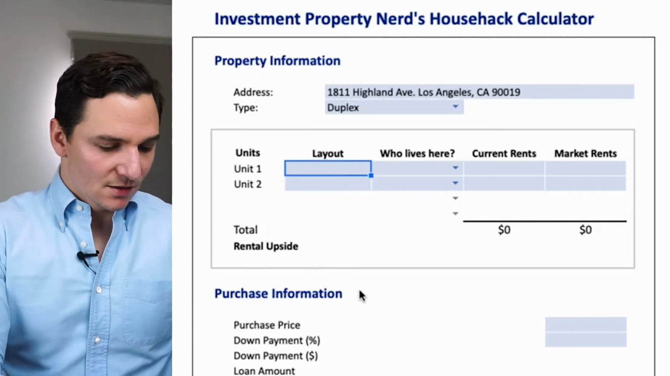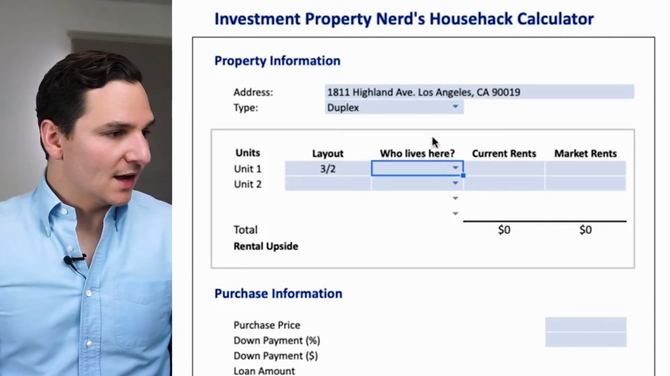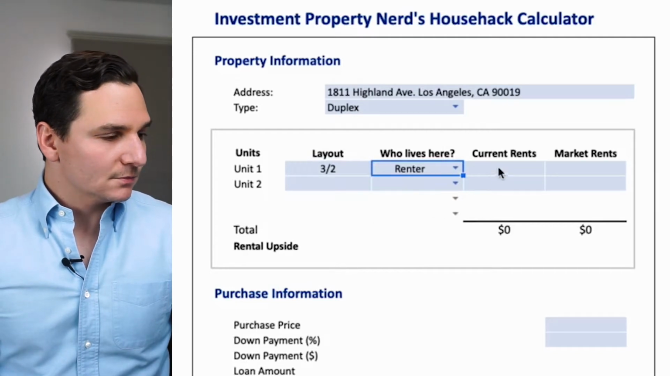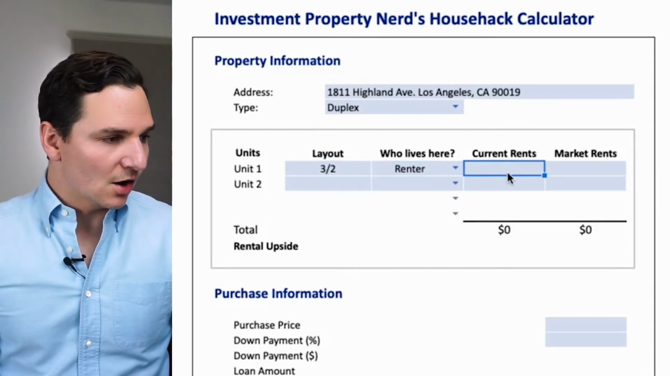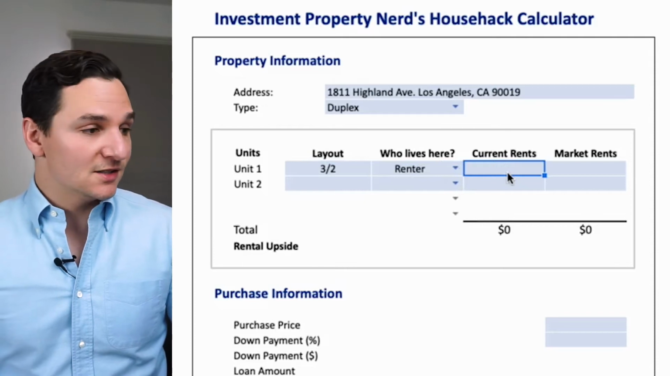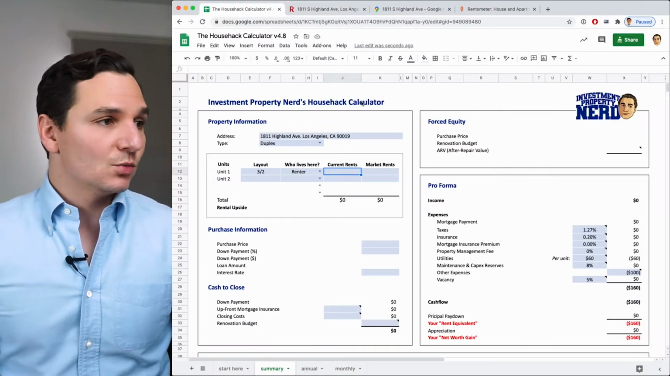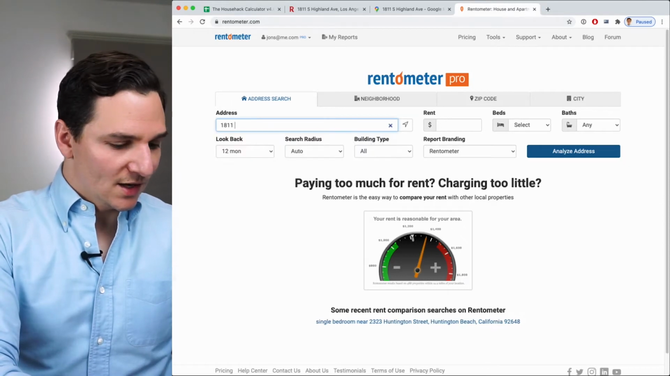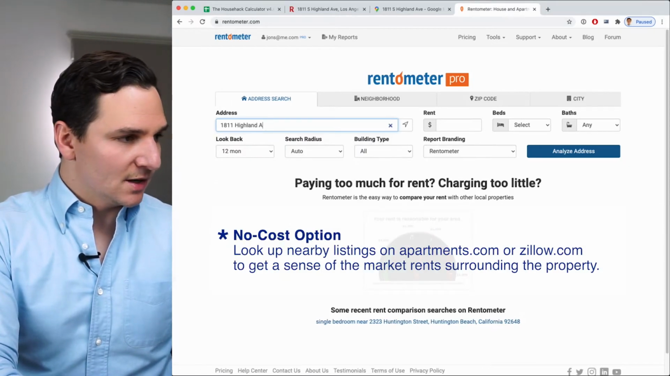So the first unit is a 3-2, and because it's a 3-2, I'm going to put a renter in it. The current rents are actually the market rents because it's vacant. So how do we find market rents? Well, I like to use a website called Rentometer. And we can enter in the address into Rentometer.